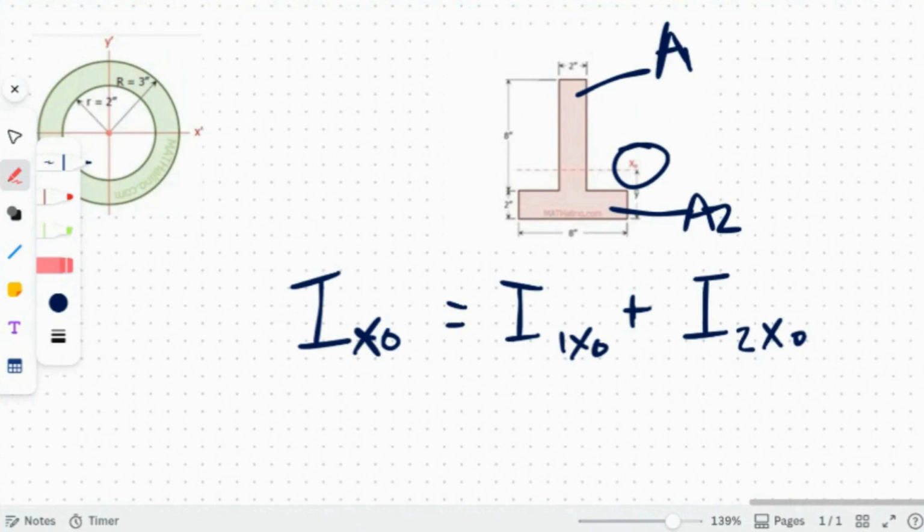So how do we do that? Earlier, we learned the transfer formula. What's the transfer formula? I is equal to I bar, which is the centroidal moment of inertia, plus A d squared. Your d is the distance from your shape centroid to the new reference line. Okay, so that's what it is. All right, so let's try this out.